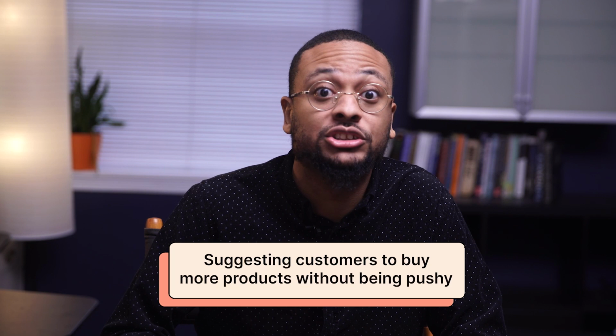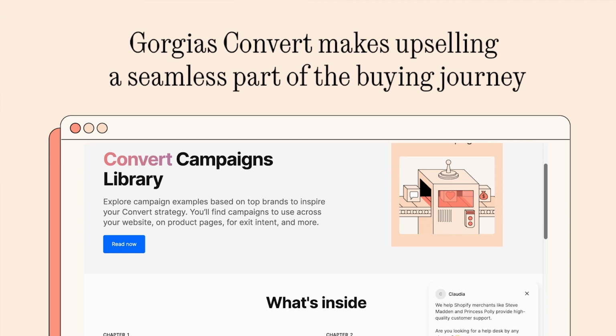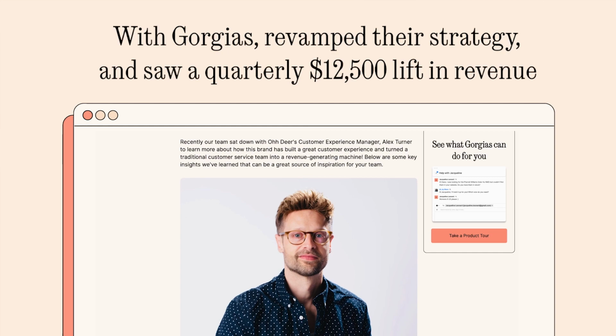The final way to boost NRR rate is to master the art of upselling and cross-selling. Suggesting customers to buy more products without being pushy can be challenging. Luckily, we have tools that help make upselling and cross-selling more automatic and less disruptive. For instance, we have Gorgias Convert, which makes upselling a seamless part of the buying journey. With Convert, you can upsell and cross-sell 24/7 because of automation. Need more incentive? Check out this testimonial from Odeer, a stationery brand that partnered with Gorgias, revamped their strategy, and saw a quarterly $12,500 lift in revenue.